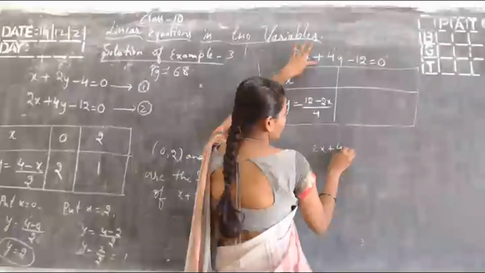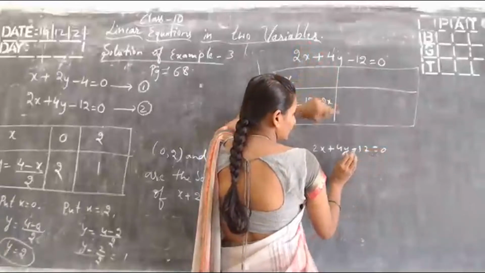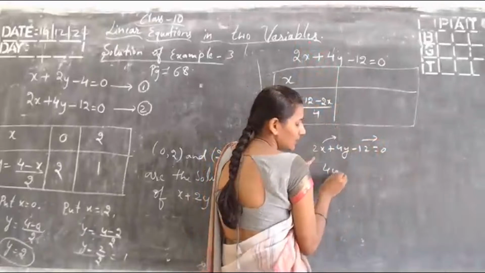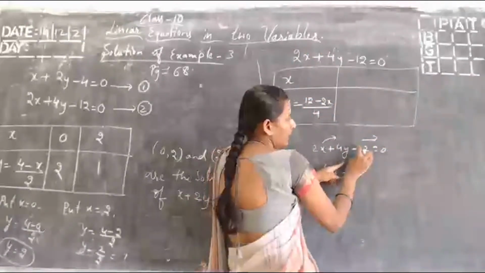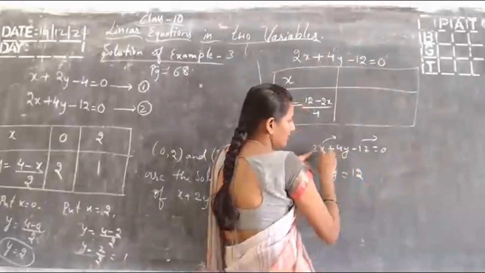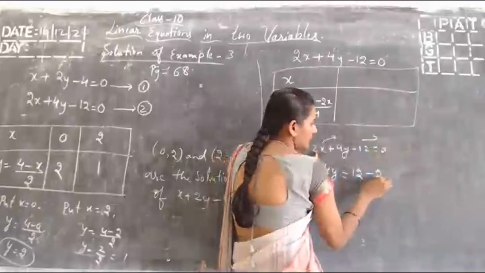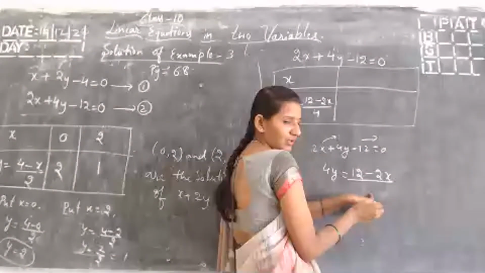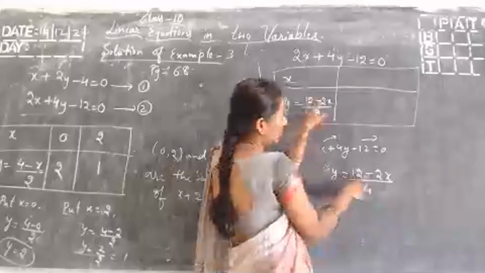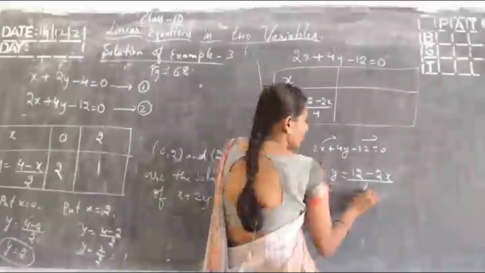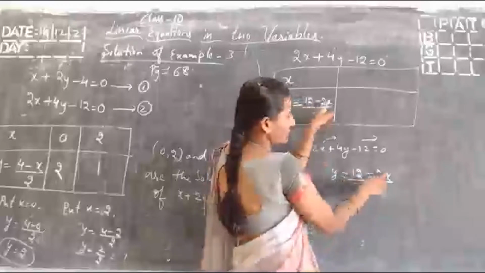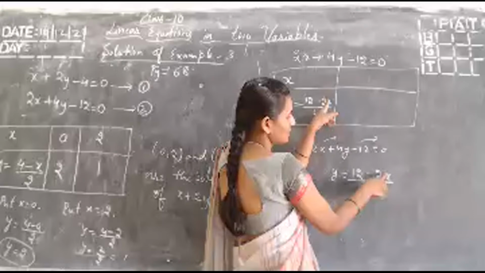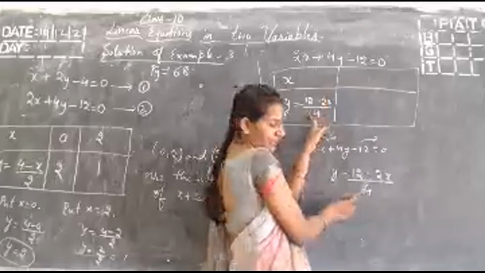See here, how to write this? 2x plus 4y minus 12 is equal to 0. Send this to the right side. What happens? 4y, keep it here only. Minus 12 becomes plus 12. Plus 2x becomes minus 2x. Divided by 4, the 4 comes to the denominator. So y is equal to (12 minus 2x) by 4. This is how we write the equation.